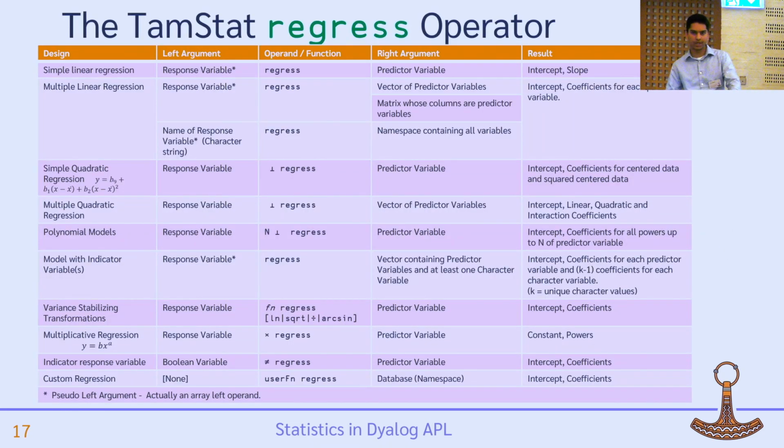There are also changes being worked on in TamStat, and regression is being turned into an operator. Right now they're exploring different ways to represent the different types of regression as function and operator combinations. So this is still being worked on, and there's still room to grow in both libraries.